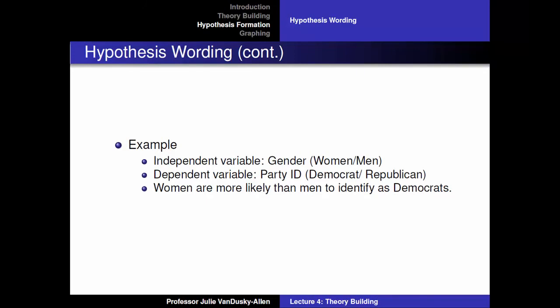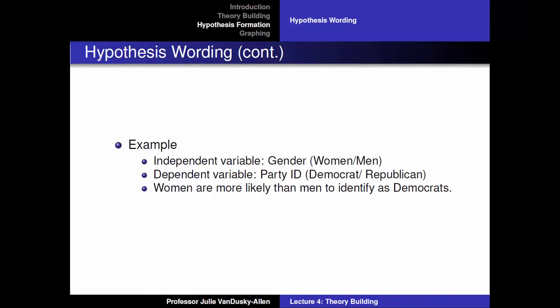Here is a good example of how we can apply the more likely than, less likely than template. The independent variable gender is dichotomous as it only has two categories, women/men, and the dependent variable party identification is also dichotomous as it only has two categories, Democrat and Republican. Using this template, we can write the following hypothesis. Women are more likely than men to identify as Democrats.